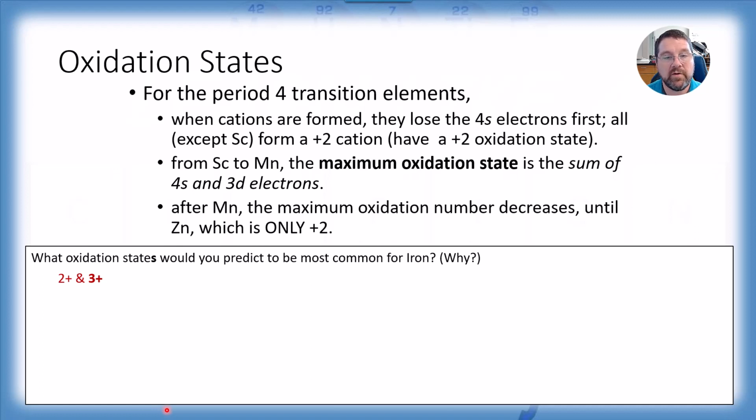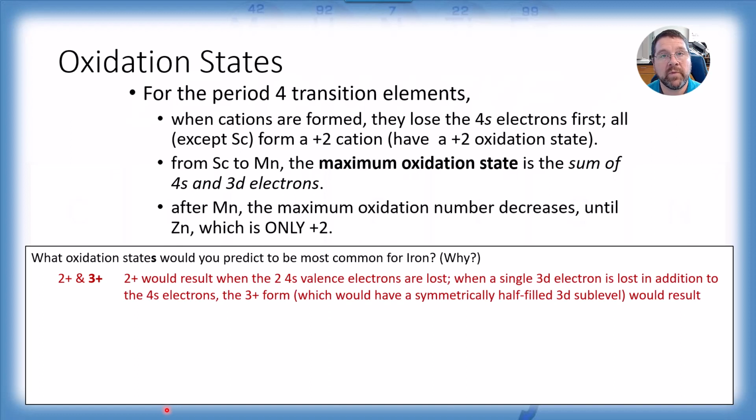But the other common, and actually the most common form that we see for iron, is in fact +3. The +2 charge results from the 2 4s electrons being lost. And when a single 3d electron, which would be that d6 electron, is lost in addition to that, that's 3 lost, so hence +3. But in losing that single 3d electron, now you end up with a configuration that has a symmetrically half-filled d sublevel, which has a certain degree of higher stability associated with it.